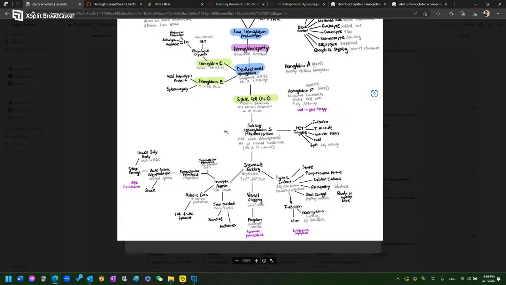If you have enough of this sickling, enough of this polymerization, it will change the cell shape forever, which is called irreversible sickling. Repetitive polymerization. And this can cause a variety of problems. It can cause outright death of the cell, right? Either immune related, where it can cause hemolysis either in the vessel or outside of the vessel.